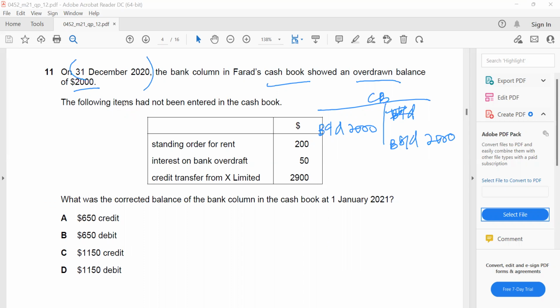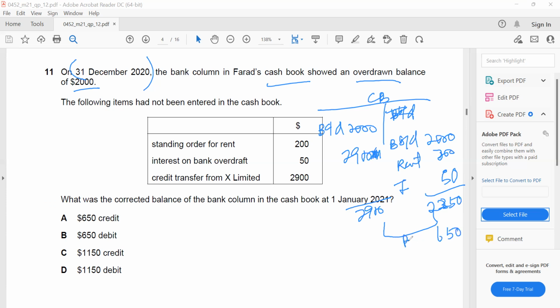Now here they say that the following items have been entered in the cash book. Standing order for the rent, so we have to minus the rent, 200. And then interest on the overdraft, interest 50, which we had to pay. Credit transfer from X Limited, which is the amount in here, 2009. So we calculate again. Now here is 2250, here is 2900. So the difference, 2900 minus 2250, we get a difference of 650.